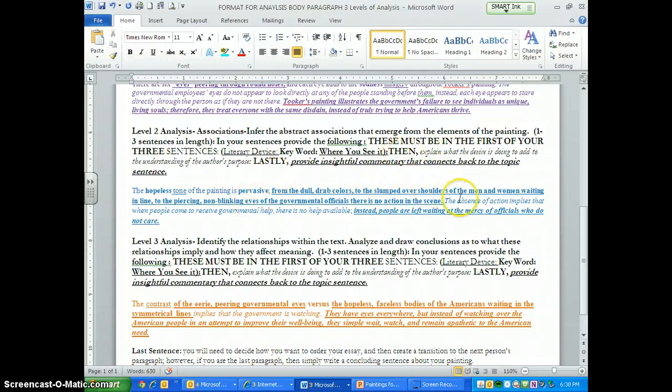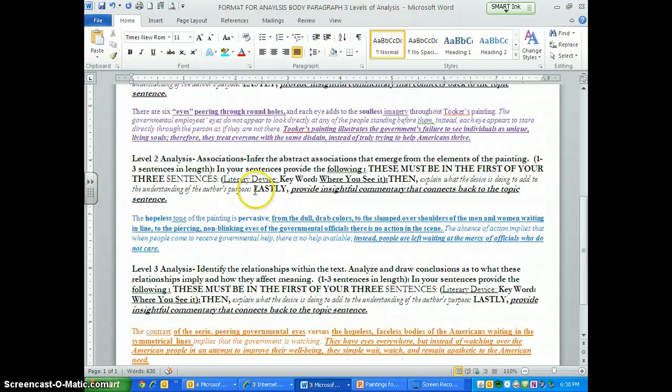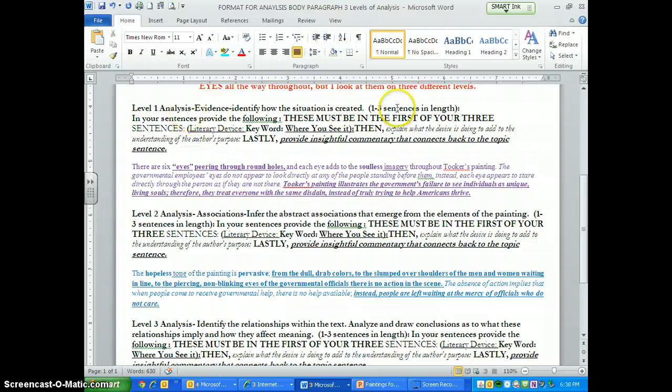And then I go on to my next sentence. I've got to explain what it's doing. The absence of action implies that when people come to receive governmental help, there is no help available. And then notice here, oh, that's something I didn't talk about. You can do these in 1 to 3 sentences. It really just depends on how much you have to say, how much evidence you have to provide your reader with. So I'm giving you that flexibility.